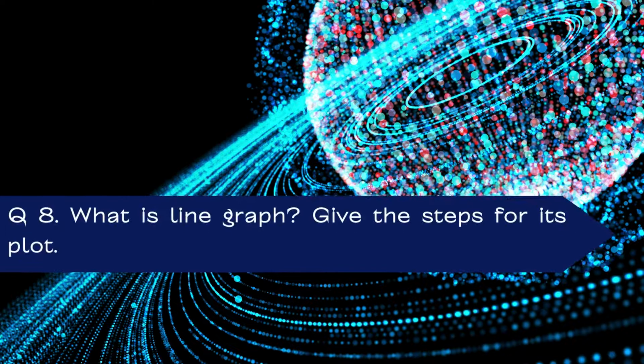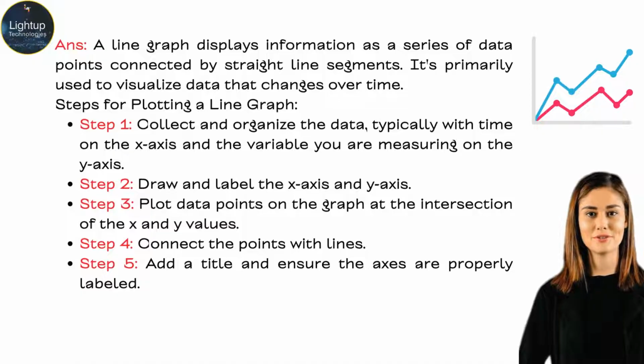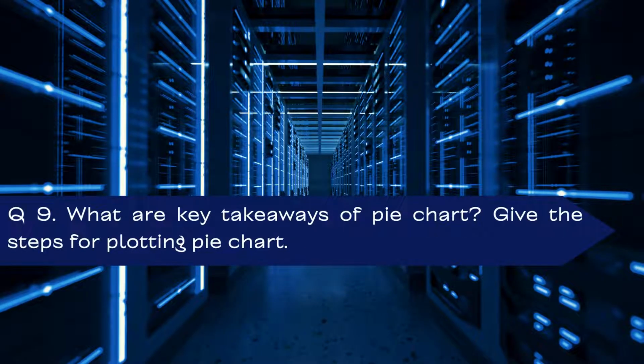What is line graph? Give the steps for its plot. Answer. A line graph displays information as a series of data points connected by straight line segments. It's primarily used to visualize data that changes over time. Steps are mentioned below.